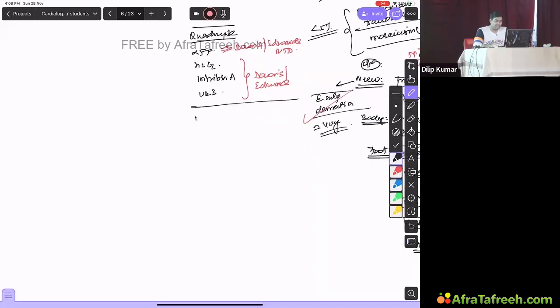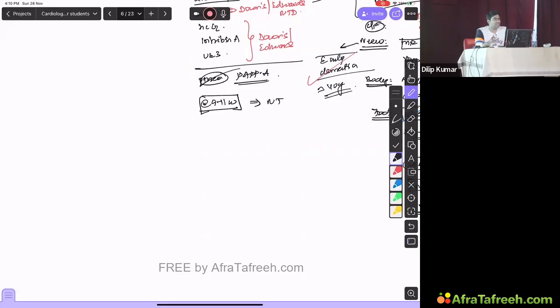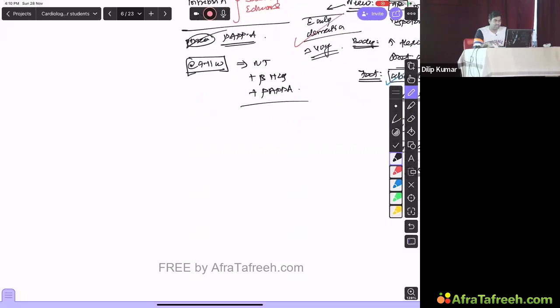Another test that has been utilized is PAPP-A. What is that? Pregnancy associated plasma protein A. This also has been used. Screening should start by around 9 to 11 weeks. At around 9 to 11 weeks, they do the NT scan. Everyone knows that, most of you would have studied it in OBG. We push the lady for an NT scan, that is nuchal translucency, plus we will do beta HCG and PAPP-A. This is what we prefer by 9 to 11 weeks.